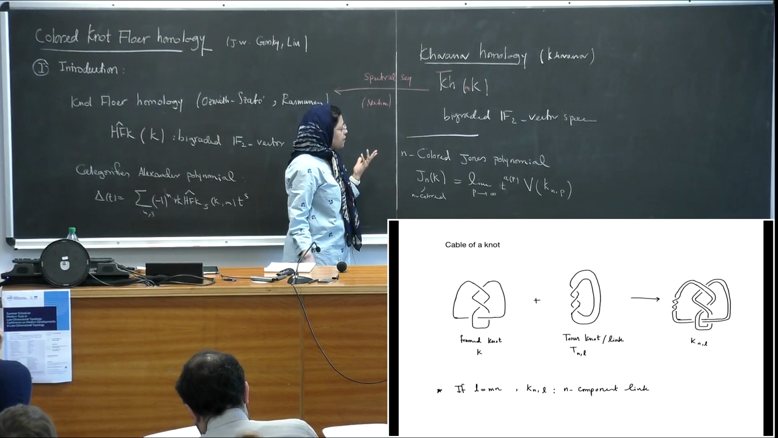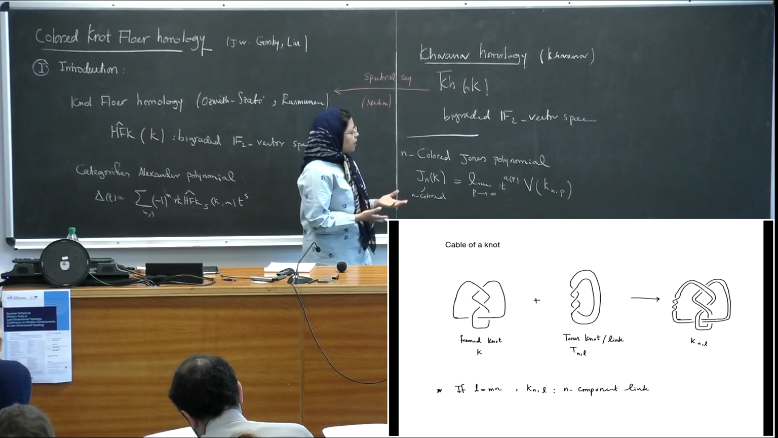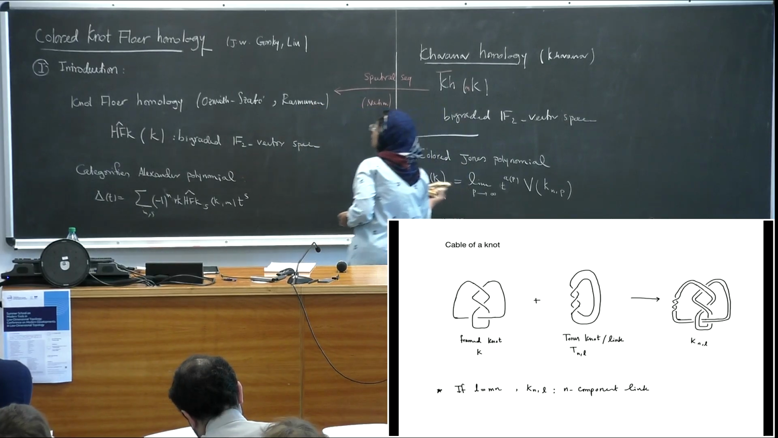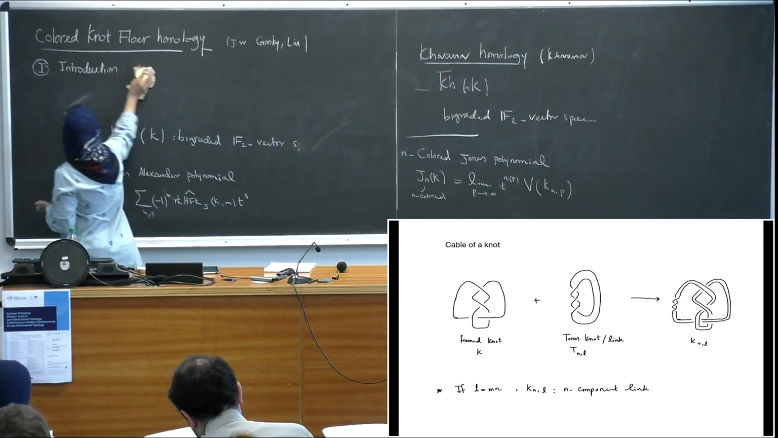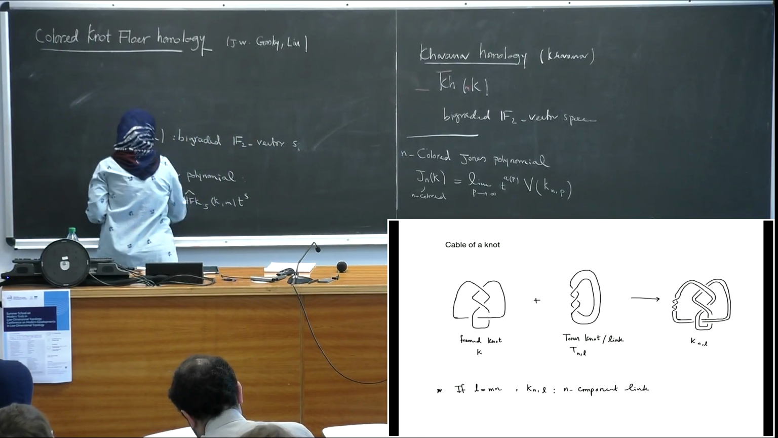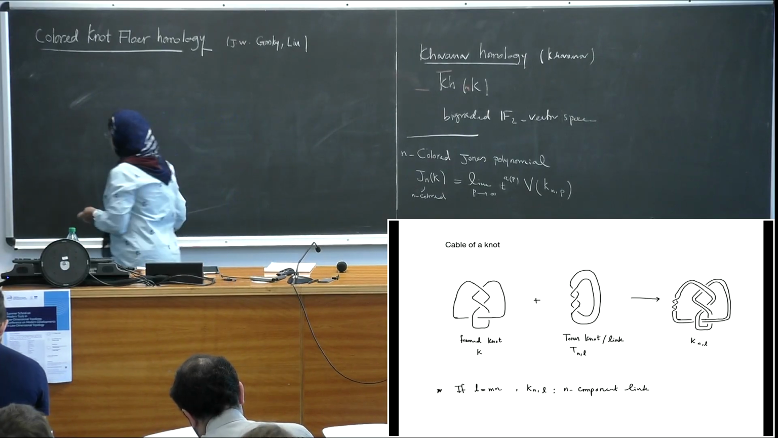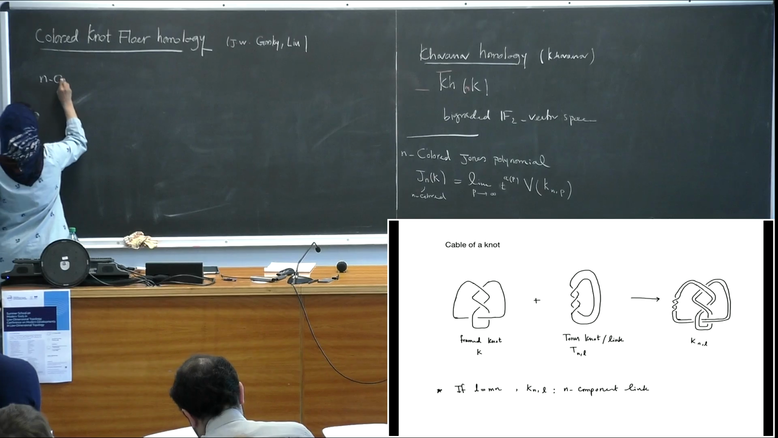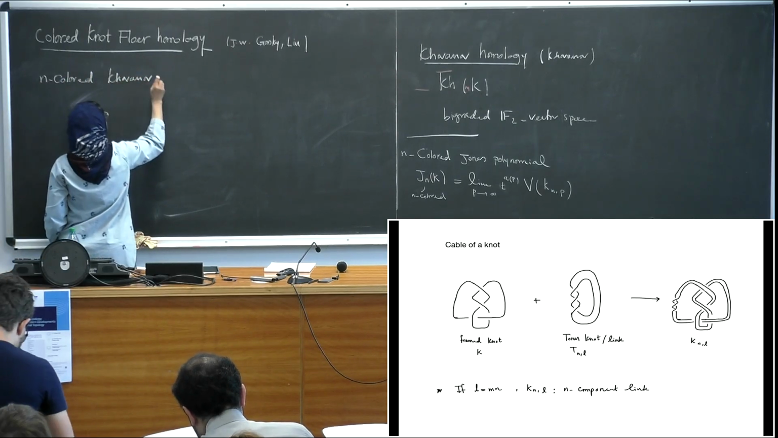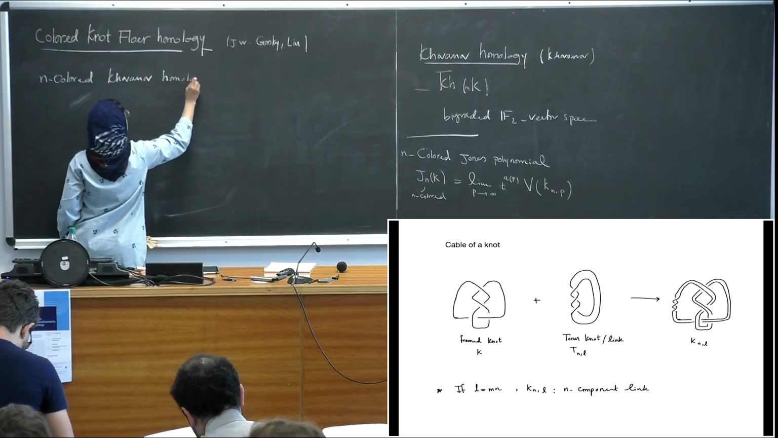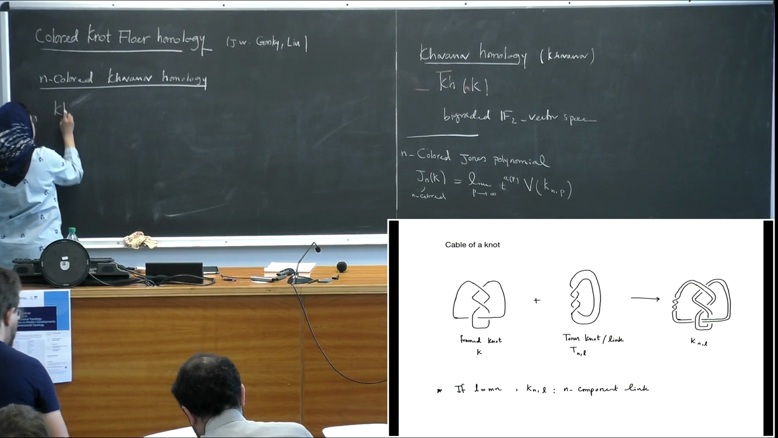The colored Jones polynomial, for instance, appears in the volume conjecture. And one of the ways to categorify this is colored Khovanov homology. It can be defined using an infinite twist. So one way to define this n-colored Khovanov homology is as follows.